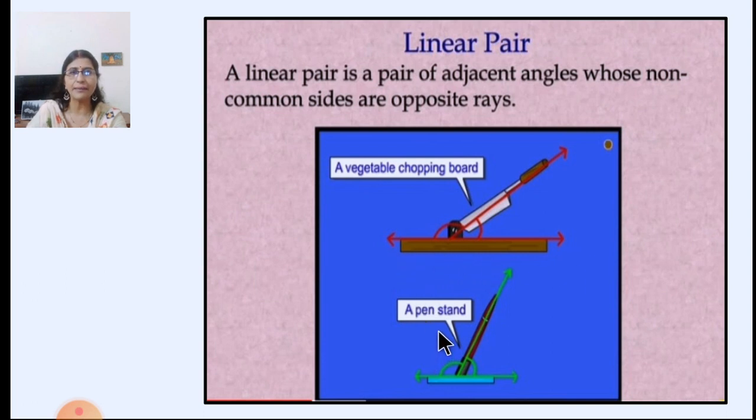Same way here you can see a pen stand. This is the pen which we keep on the stand. It is again forming a linear pair of angles, and you can see here this is the common side and these two are the non-common arms or non-common sides which are opposite rays. That is written here, whose non-common sides are opposite rays. That means it is forming a straight line. So they are a linear pair.